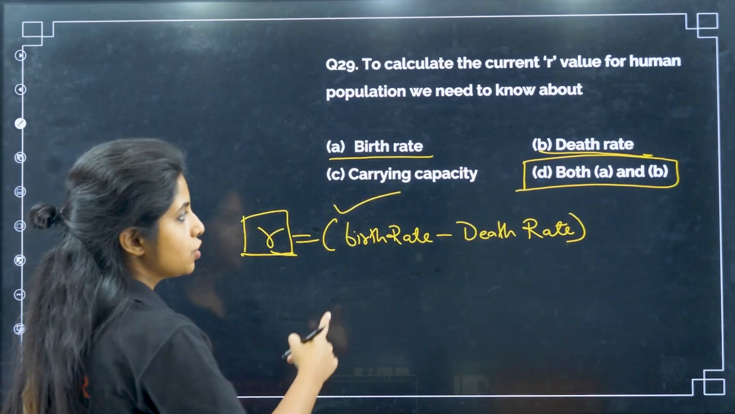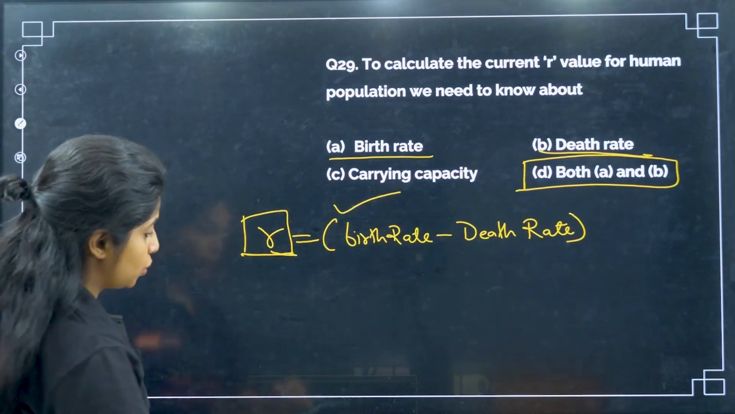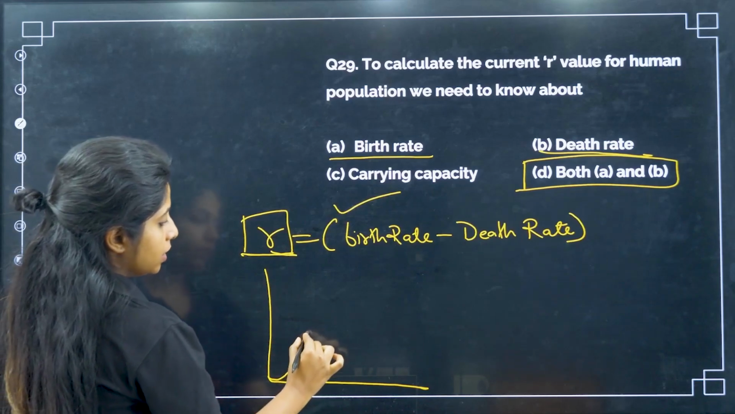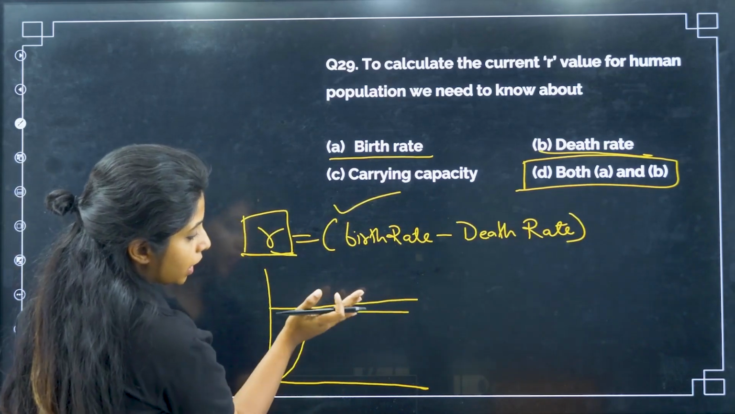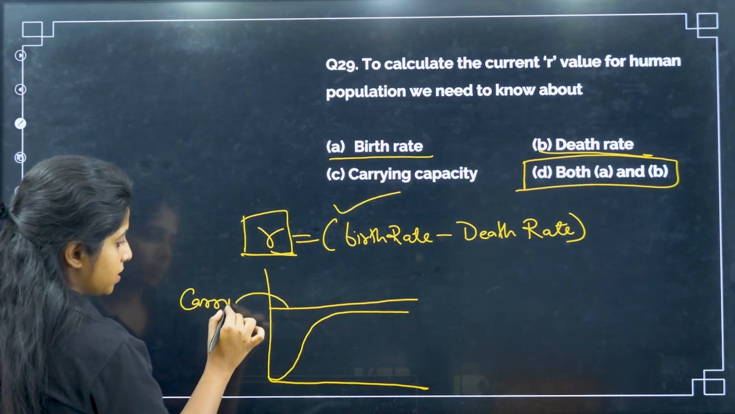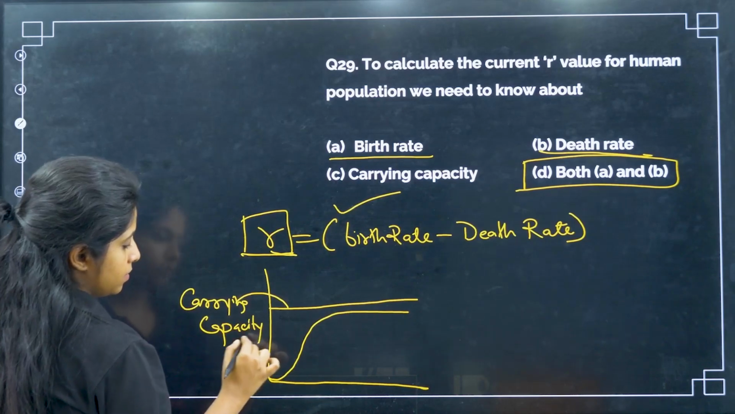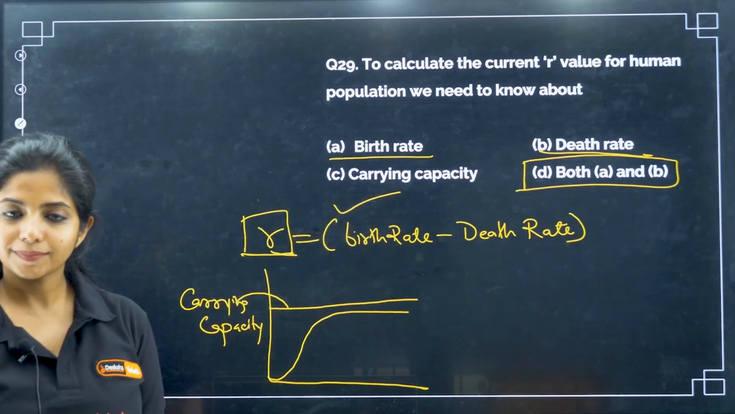Now the carrying capacity. I should not know about the carrying capacity. What do you mean by carrying capacity, by the way? So basically, I have a population over here. Okay. There is only limited resources, which is why it can grow only up to this particular level. What is this? This is the carrying capacity of the population. Okay. So D is your answer.